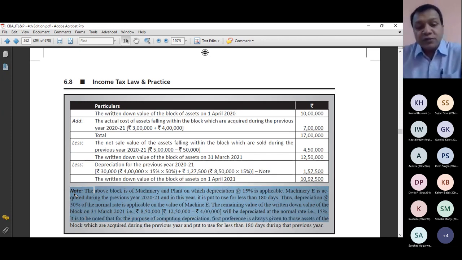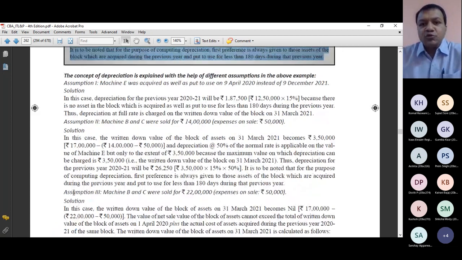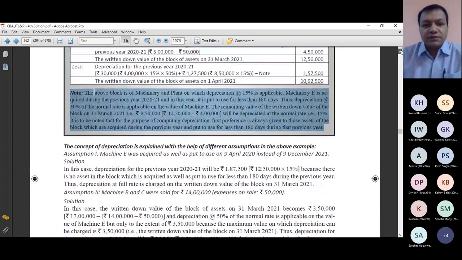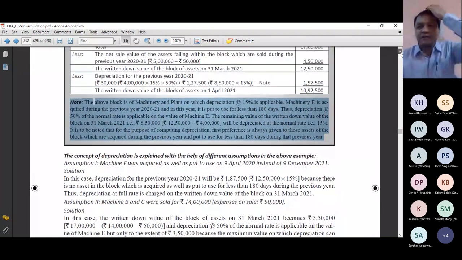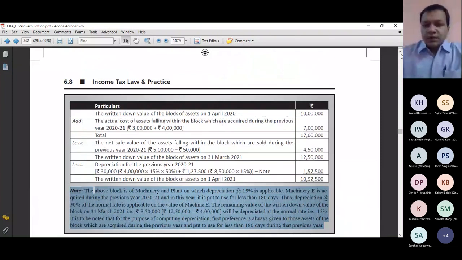It is to be noted that for the purpose of computing depreciation, first preference is always given to those assets of the block which are acquired and put to use for less than 180 days during that previous year. So such explanations will help you in learning so many things on your own. Next point now. In the same question, I will start making some changes and try to cover all the points. And now you have to tell me the answers yourself.